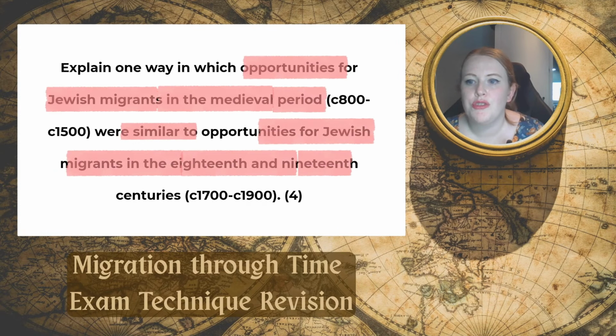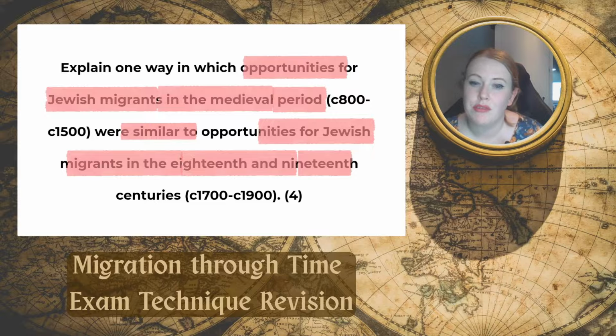There are a few things in this question that change. You need to make sure that you pay particular attention to them. First, you want to look at which migrant groups and which time periods you are being asked about. Obviously, Jewish migration comes up in every time period, so you do need to know specifically which time period you're looking at. And secondly, you will either be asked if these were similar or different to each other, so you need to think about specifically whether they are similar or different.